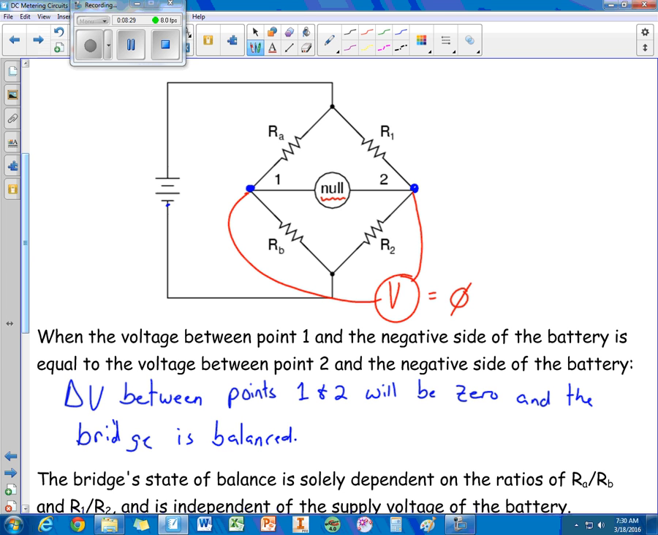And that basically means that the voltage drop between point 1 and negative and the voltage drop between point 2 and negative would be the same value. So if the voltage drop between 1 and negative, and between 2 and negative, are both 10 volts, then delta V would be 0 volts.